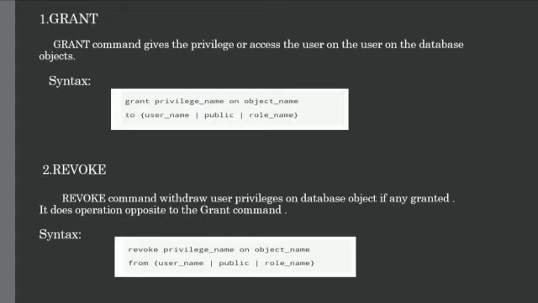See, privilege name is the permission that has been granted. Object name is the name of the database object. Username is the user to whom access should be provided, and public is used to permit access to all.